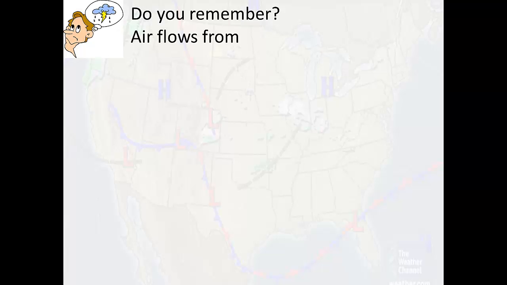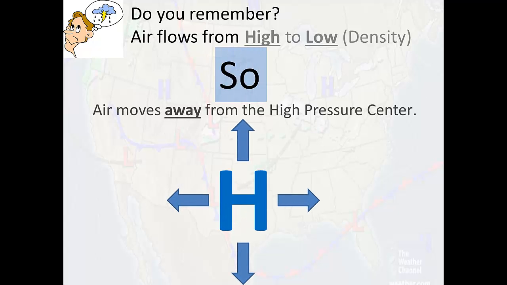Now let's go back a little bit. Periodically in earth science class I'll bring this up. It's a rhyme. All things flow from blank to blank. Did you say high to low? Because that's good. You should have said high to low. And when we talk about pressure systems, we're talking about air flowing from high density air to low density air. So when you see that big blue H on the weather map, that means that the air all around it is moving outward away from the center of the high.